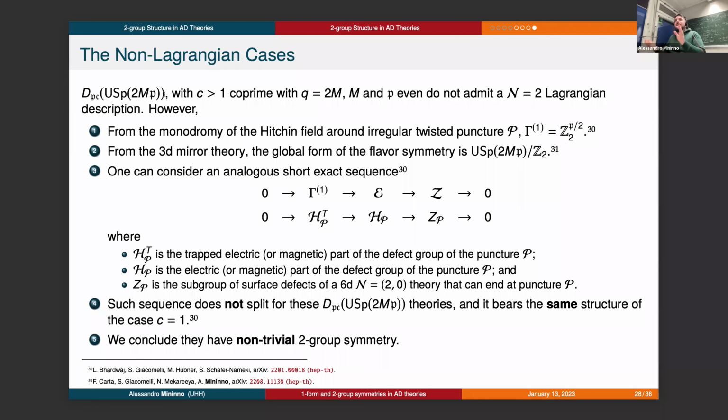We checked all the other DPG theories that are known, and this is the only class that allows for a two-group structure, because otherwise the short exact sequence splits.